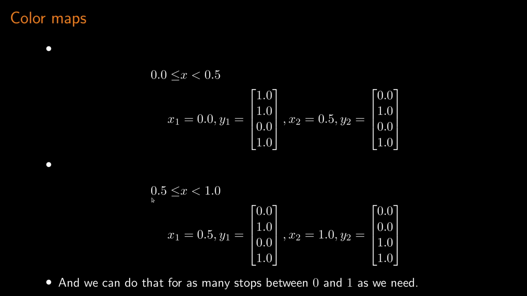If x lies between 1/2 and 1, then we have that x1 is 1/2, and y1 is equal to 0101, which is green, the same there, and x2 is equal to 1, y2 is 0011, which is, of course, blue. And we can do that for as many stops between 0 and 1 as we need.